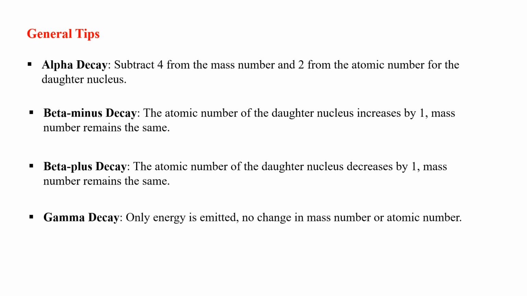Gamma decay: gamma is not a particle, it's radiation. Only energy is emitted, with no change in mass number or atomic number. Therefore, gamma decay is always accompanied by alpha, beta or positron emission. I hope now you have an idea about how to balance nuclear equations, balancing the atomic number and the mass number on both the reactant side and the product side.